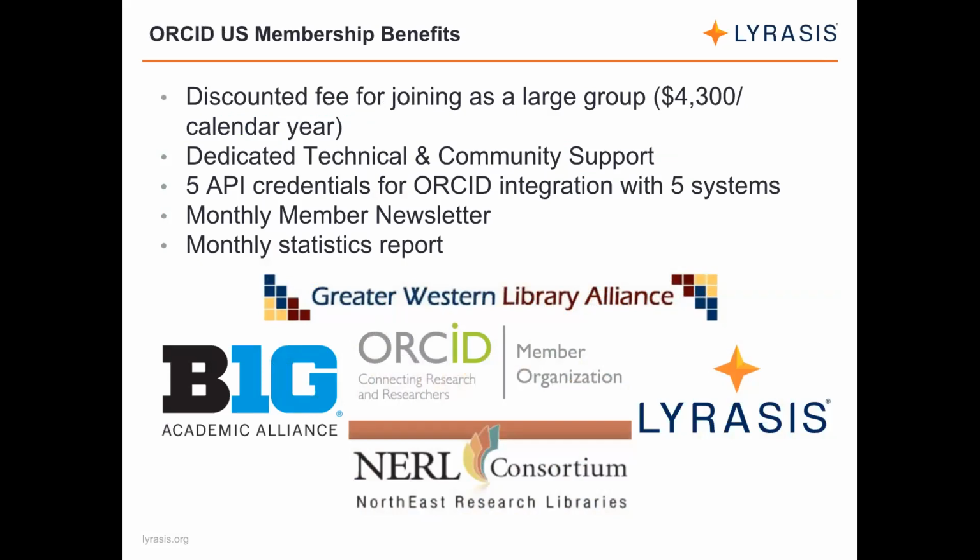So the ORCID US community was formed in January of 2018 when NEURAL, Gwilla, the Big Ten, and Lyrasis came together to form a national ORCID membership group led by Lyrasis. The benefits of being an ORCID US community member include a discounted membership fee, dedicated technical and community support, 5 premium member ORCID API credentials for 5 system integration points, a monthly newsletter and statistics report, and access to ORCID US member resources, such as our members-only discussion forum.